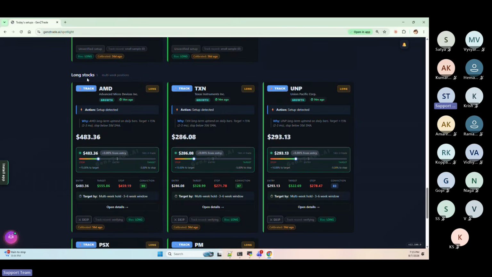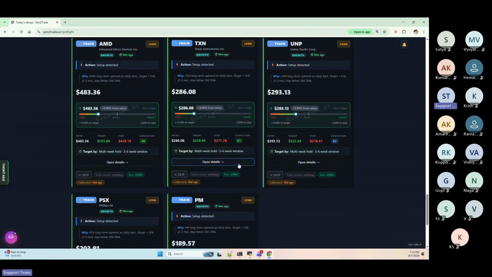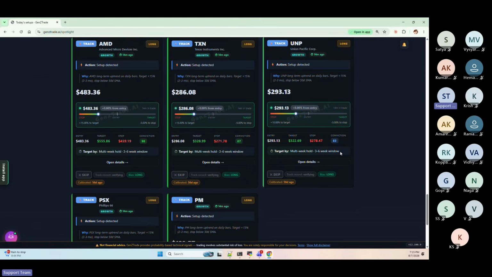Then the third one is long stock. Long stocks have a 3 to 6 week target window. You buy today and wait for it to hit in 3 to 6 weeks. As an example, AMD: the earnings came out a couple of days before, and it pushed down to 483.